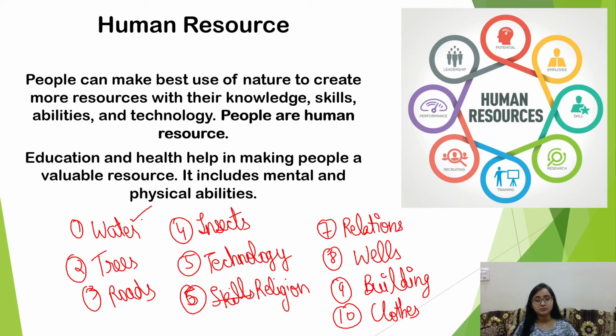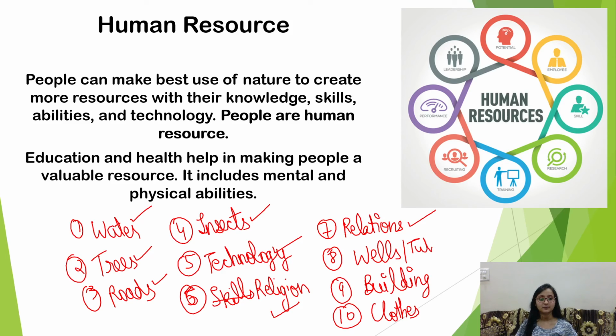Water is part of natural resource. Trees are part of natural resource. Roads are part of human made resource. Insects are part of natural resource. Technology is part of human made resource. Religion is a human resource because it consists of people, right? Relations are human resource.